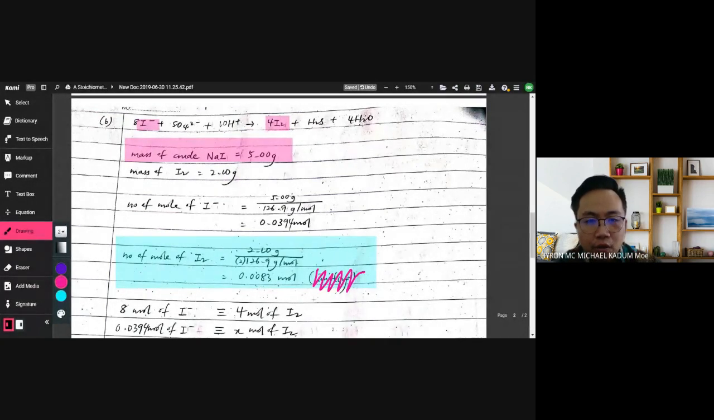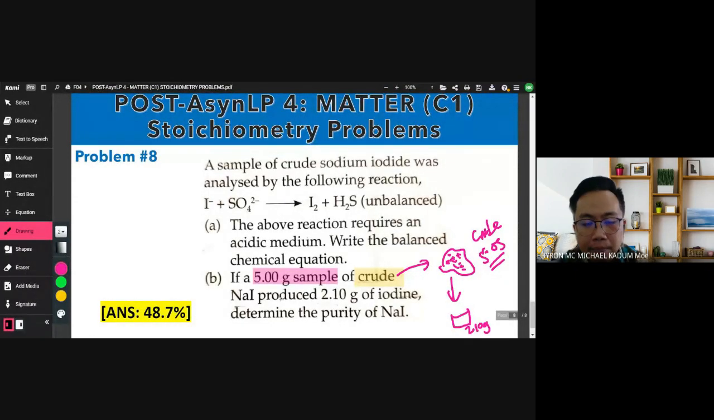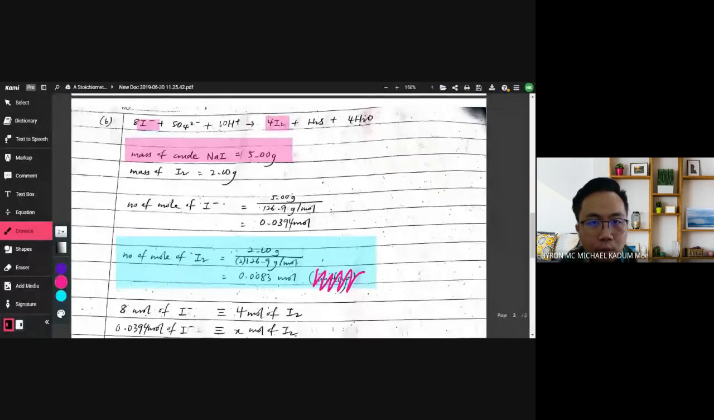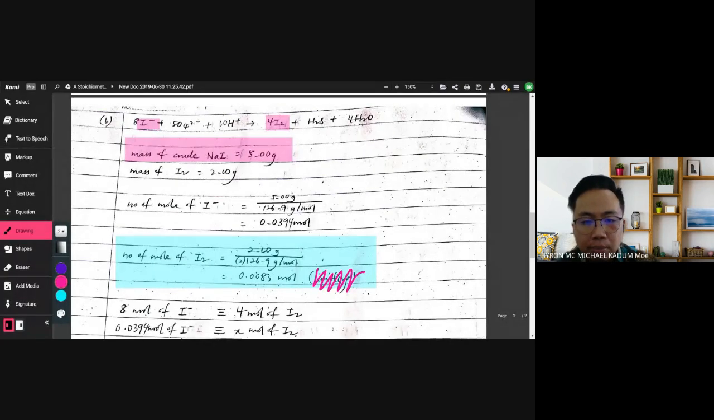What I want you to focus now is, daripada mass of I2 dihasilkan. Ingat soalan tadi dia cakap produce 2.10 grams of iodine. Okay, dia hasilkan 2.10 grams of iodine. So when we work out the number of mole of the iodine, kita ambil mass dia tu.